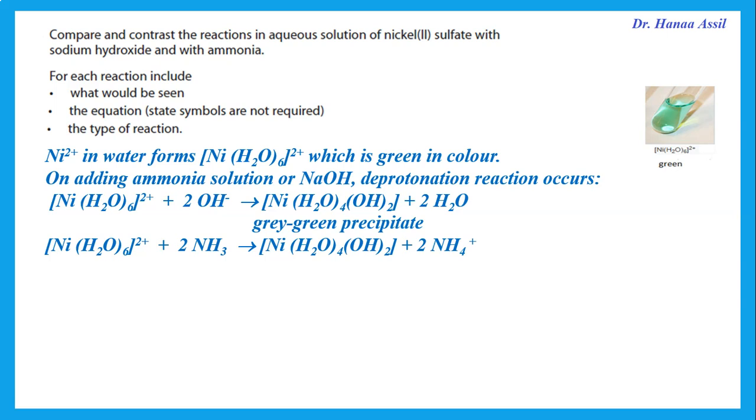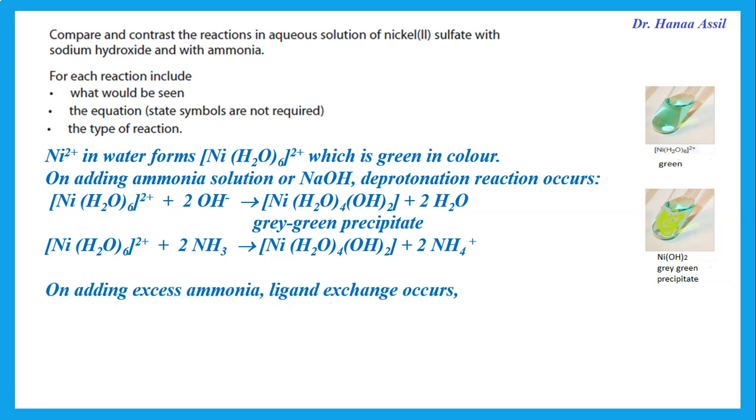Deprotonation means the H of 2 of the waters is removed, and this forms a gray-green precipitate of nickel complex with 4 water and 2 hydroxides. So this is the first thing that happens when we add either ammonia or sodium hydroxide.